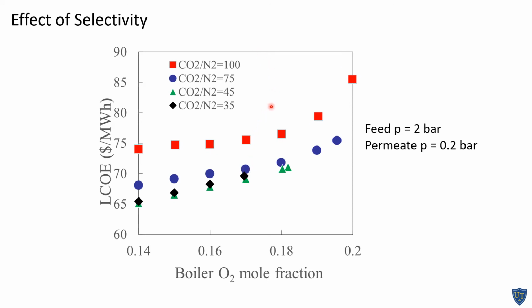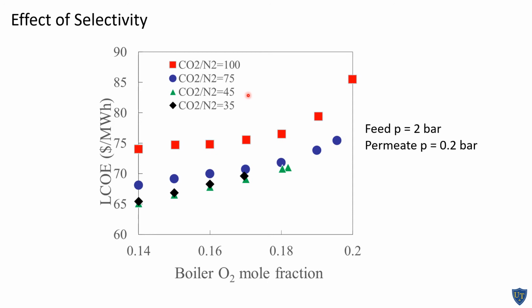What this reflects is the trade-off between operating cost and capital cost. The higher selectivities give us lower operating costs but higher capital cost. As we go down in selectivity, we're shifting that, so we have a lower capital cost and a little higher operating cost. And the optimum, given the economic parameters chosen, seems to be, in this case, where we choose a value for the boiler feed air composition of around 16%. The optimum seems to be somewhere near 45.